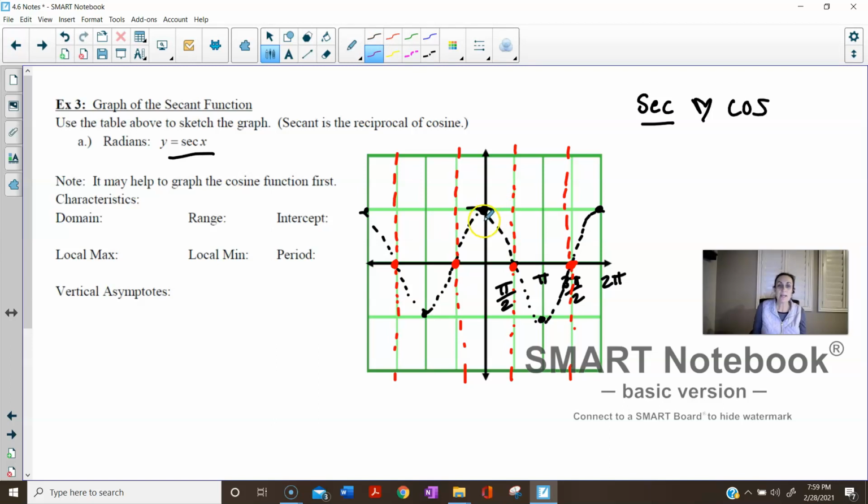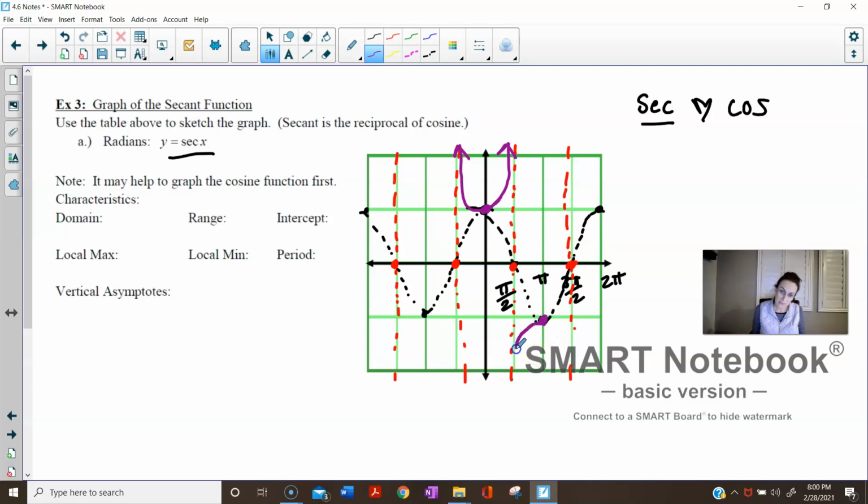And then to graph this, you're just taking each piece in between the asymptotes and you're basically flipping it. So here, if I said, what is the secant of 0? You would say it's 1, because when you flip 1, you get 1. But now all of these values, when you take the reciprocal, are going to move in this other direction. And so you're going to get that piece right there. And then down here, what is the reciprocal of -1? It's still -1. So you get that value.